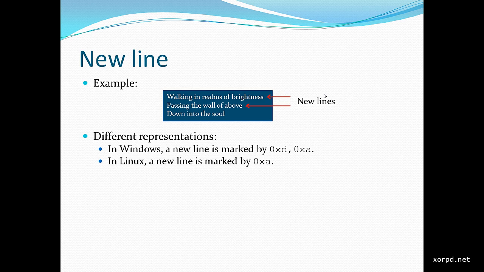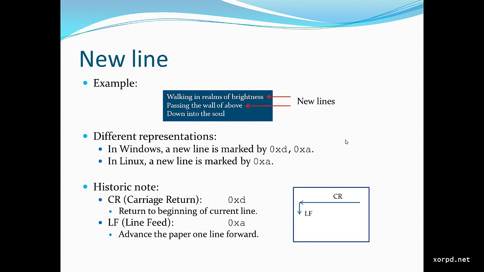Different representations. In different operating systems, or in different systems, a new line is represented in different ways. In Windows, a new line is marked by this sequence, D and then A. Or maybe if you want, 13 and then 10, in base 10. In Linux, a new line is marked by A. If you use a different operating system, which is not Windows or Linux, check how the new line is represented in your system.